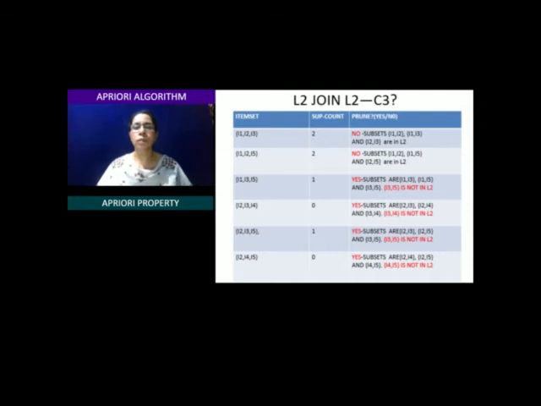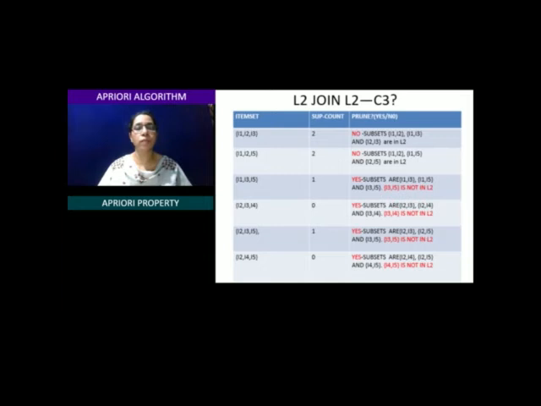What is the step used? We will find the subsets of each one of these items, and we will check whether these subsets are in L2. If the subsets are in L2, then this item can be considered as frequent. Otherwise, this item will be removed from C3. So this is the procedure used.